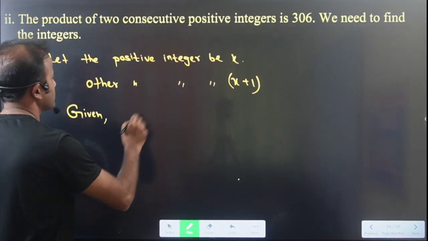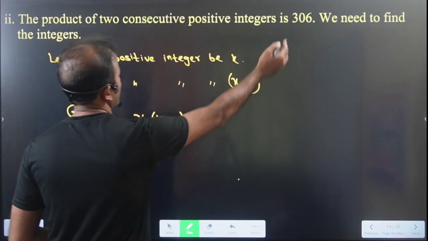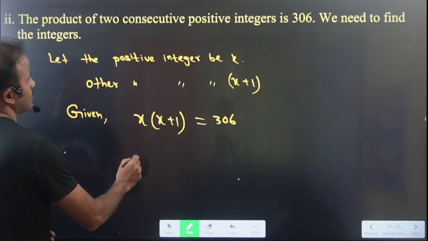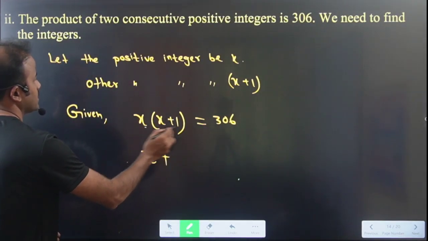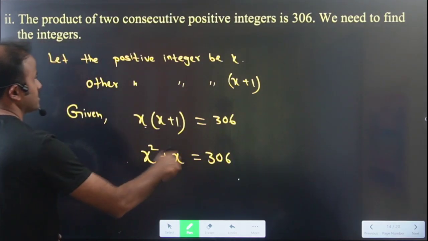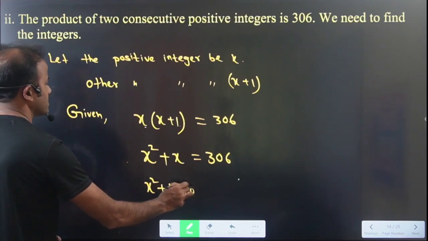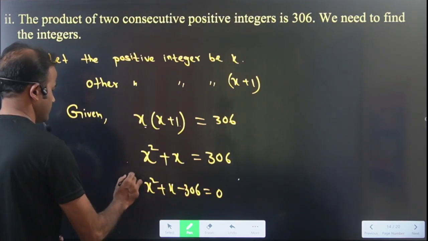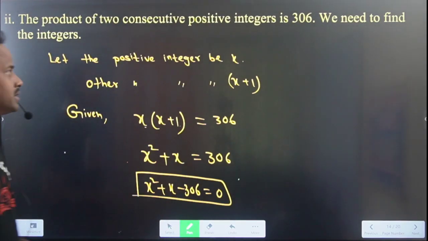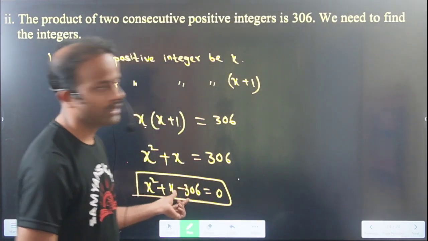Given product of these two means x into x plus 1 is equal to how much? 306. Okay, x into x is how much? X square. X into 1 is x equal to 306. 306 you take it here. When you take it this side, it will become minus 306 equal to 0. Okay, x square plus x minus 306 equal to 0. This is the required quadratic equation.